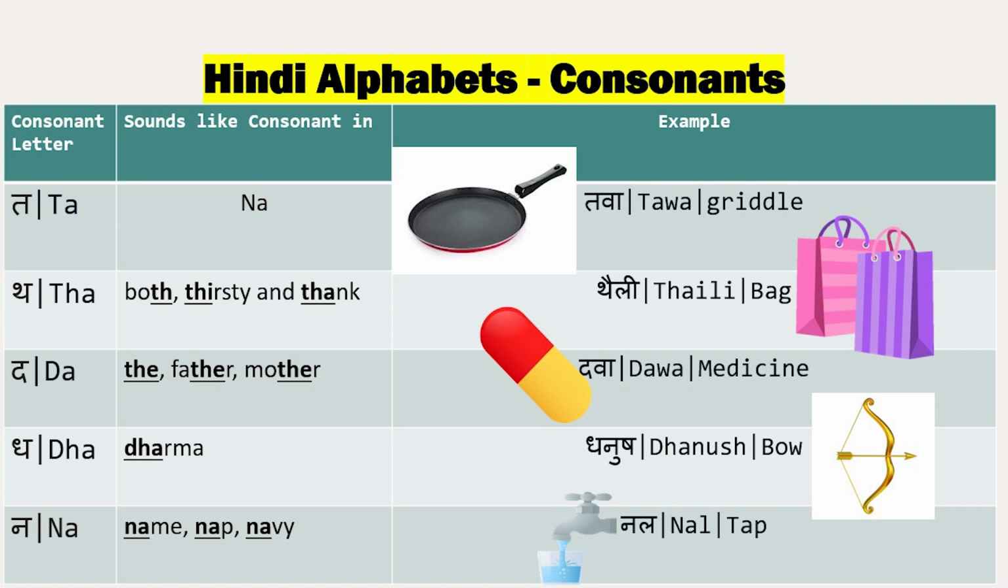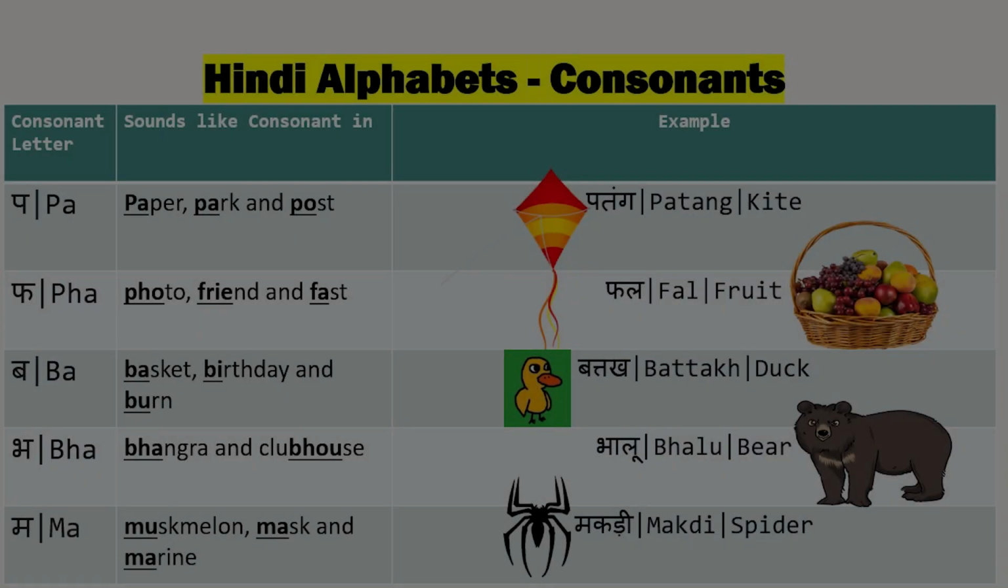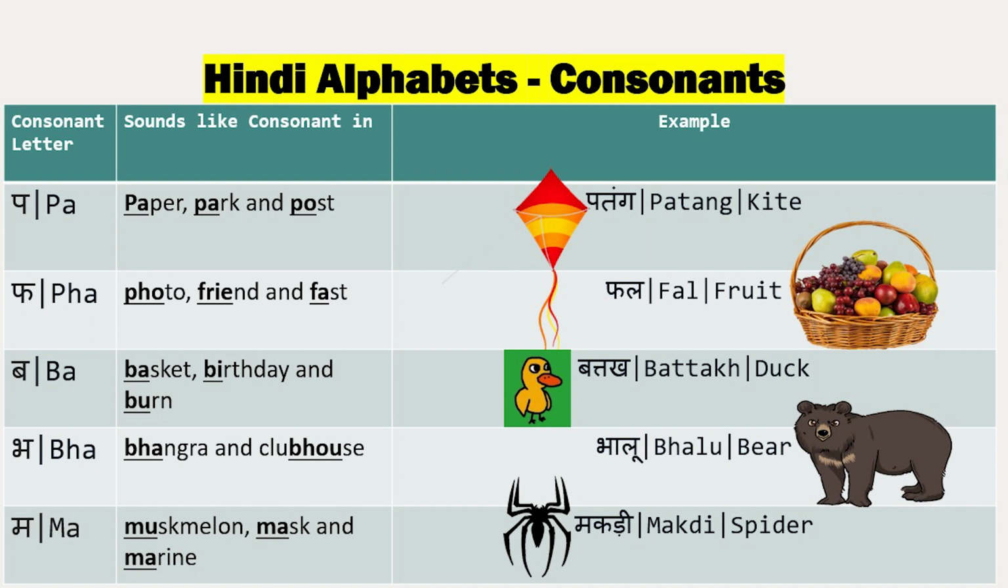Next letter na is like how you pronounce name, nap, and navy. The Hindi word nal, which means tap, starts with the letter na. Moving on, let's look at the next five consonants: pa, pha, ba, bha, and ma.